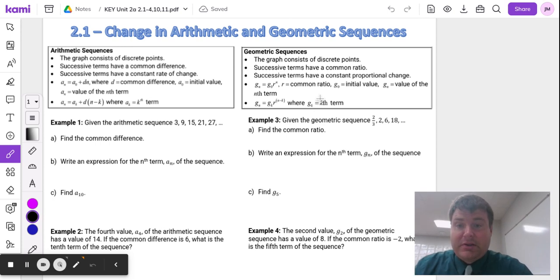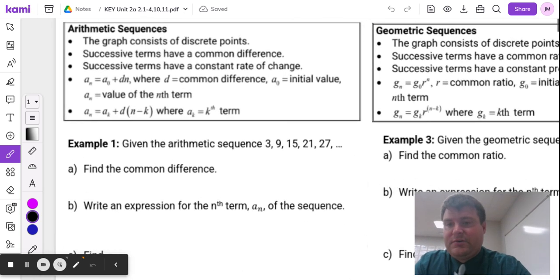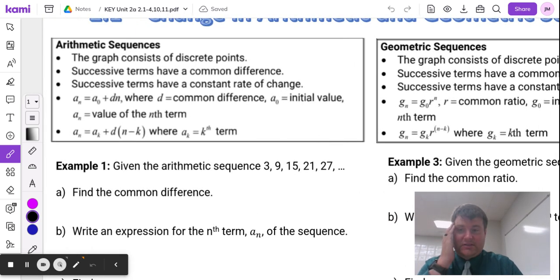So here we go. We're going to be learning about sequences. There are two types. There's arithmetic, which is very similar to a linear equation, and geometric, which is similar to an exponential equation. I'm going to first focus on arithmetic sequences. There are two different forms that we use for arithmetic sequences.